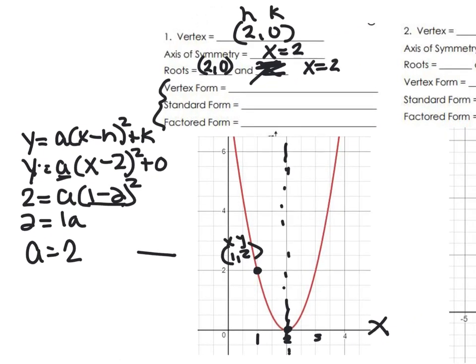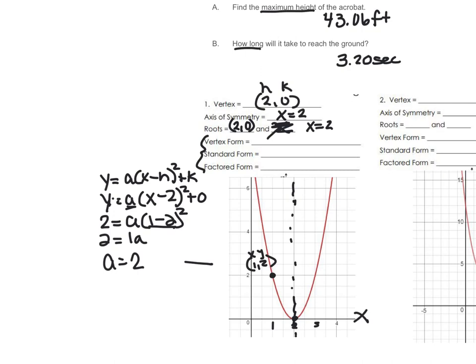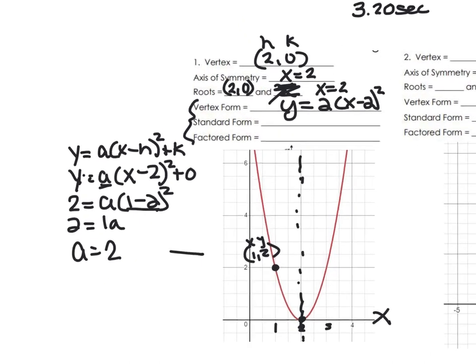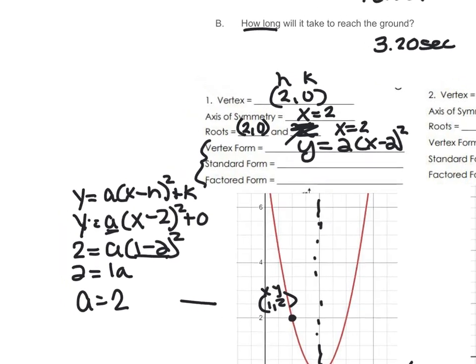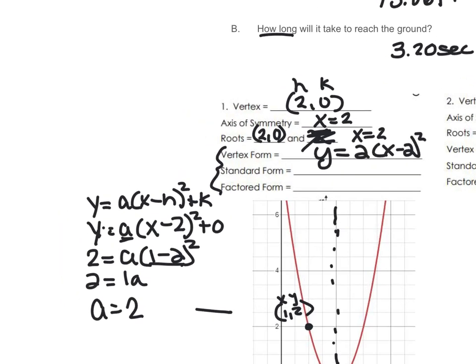So my vertex form is going to be y equals a times x minus my h squared plus k, and k is 0. So I'll leave it that way. Okay? So now that I've got vertex form, I can get the others. Standard form, we just work that out. 2 times x minus 2 squared.